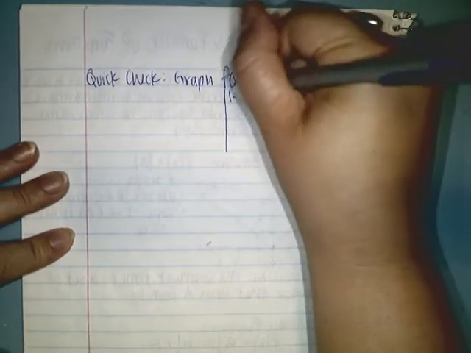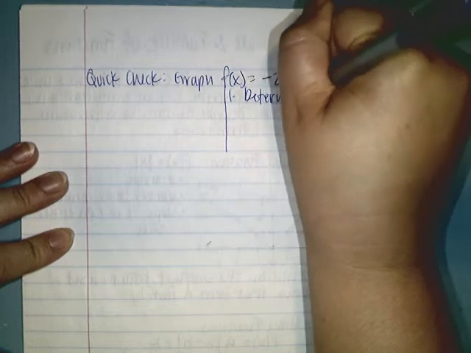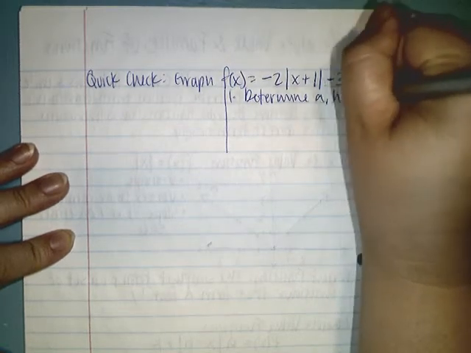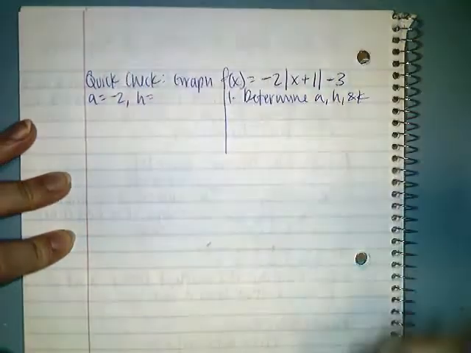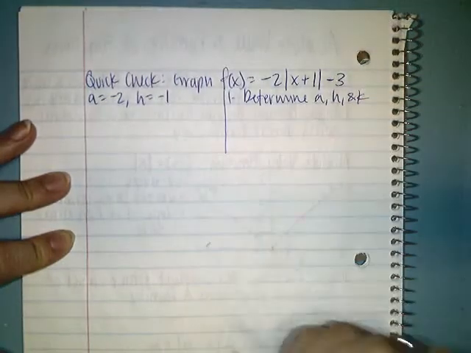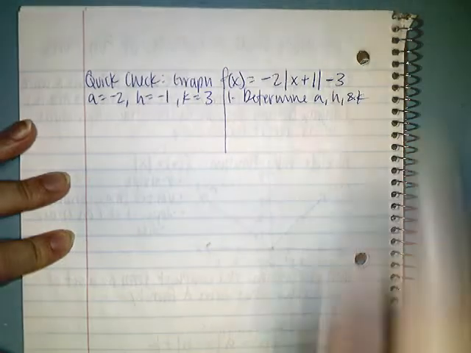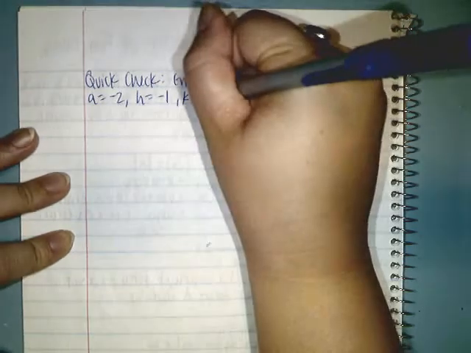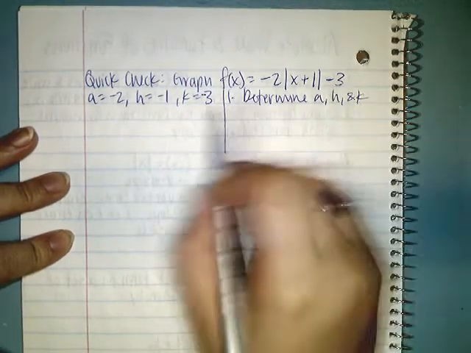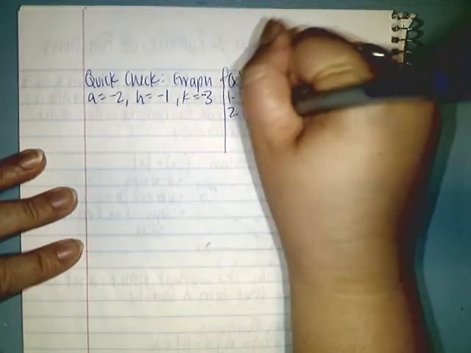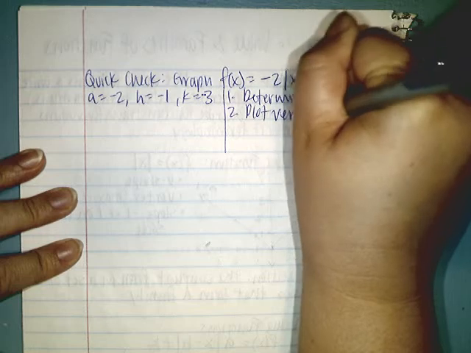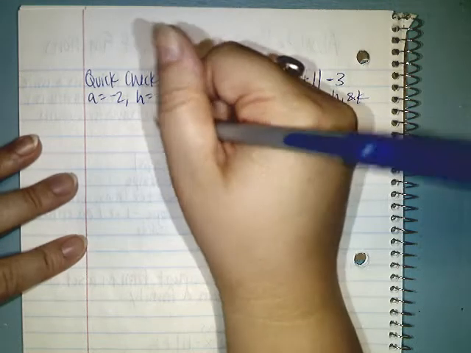So step 1 is again determine A, H, and K. So I can see here A is equal to -2. H is equal to -1 because again it's the opposite sign of what's in there when I take it out. And then K is -3. So that one keeps the sign, so K is -3. So then step 2 again is plot the vertex. So I'm going to plot my vertex here.